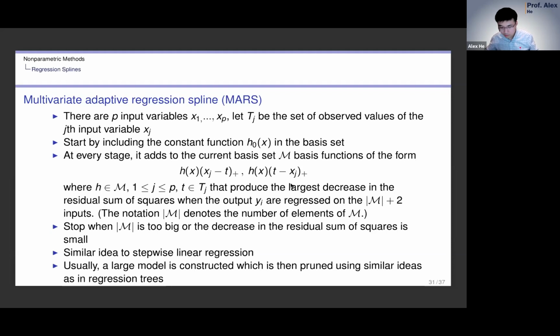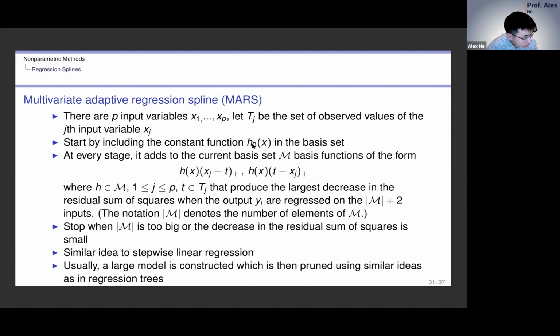All right, so this is what we had. For this iterative approach, we first have the x variables that we use to predict the y. Let's say there are p variables, x1 to xp. And then we call tj the set of observed values of each xj. Then we start with the basis set, just a very simple constant function. Okay, so it's just a constant.